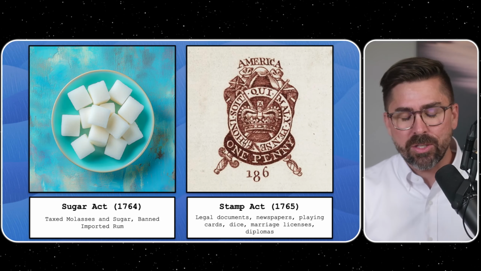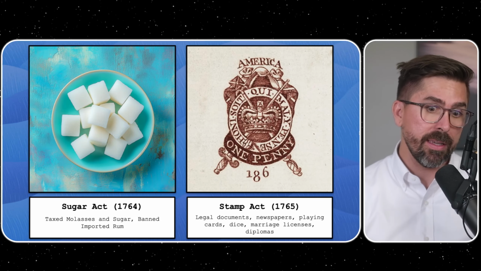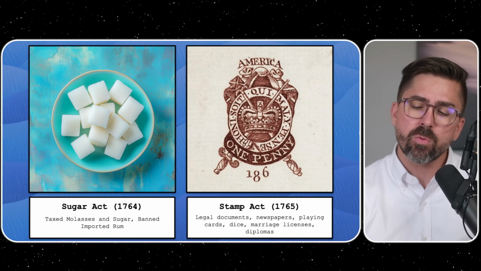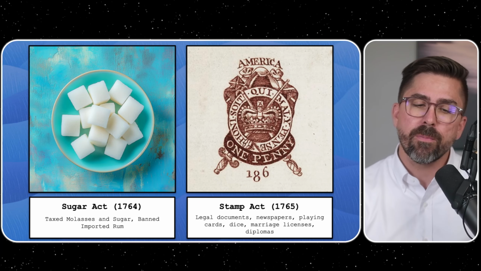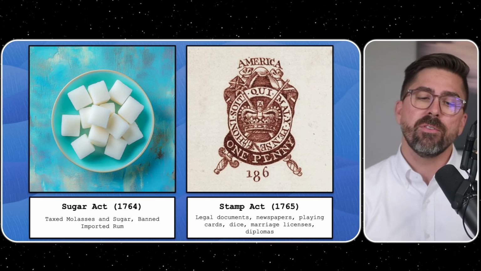Add this into the mix of a situation where colonists already have that distance away from England, where they've had their own self-rule for such a long time, and you could understand why they were feeling upset about that. Let's look at two of these taxes that really impacted the colonists. The first one that we're going to look at is something called the Sugar Act, 1764.